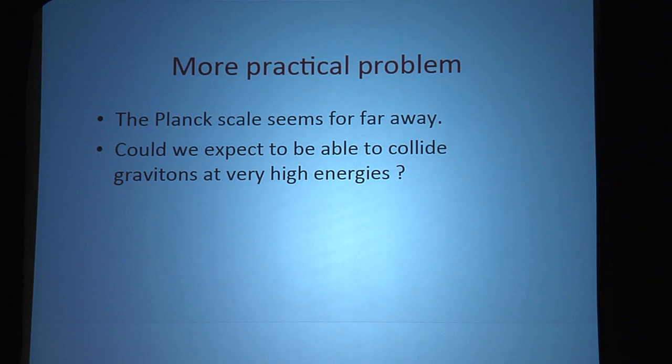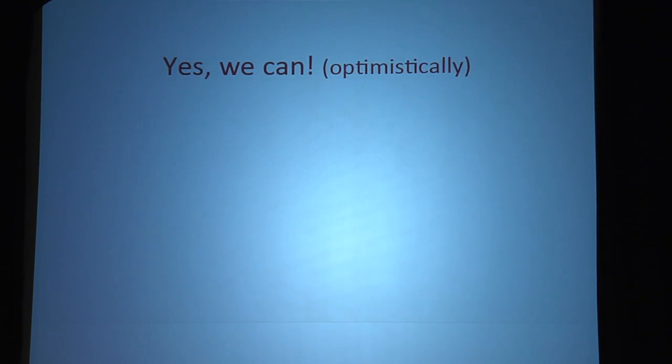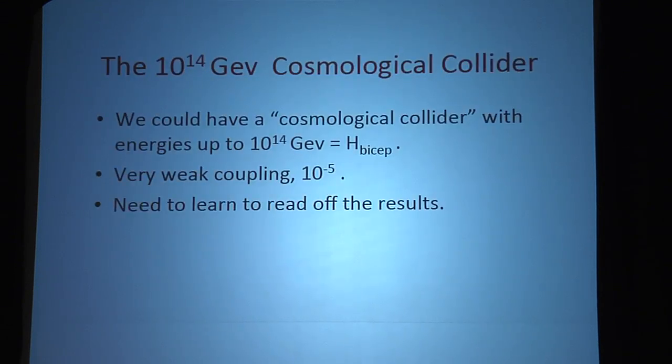Now, I'd like to turn to a more practical problem. The Planck scale seems to be very far away, so how can we expect to be able to collide gravitons at very high energies? Some people have even suggested that it is actually impossible to do in our universe. But I think that we can. We really have this 10 to the 14 GeV cosmological collider, with some optimism, assuming the BICEP results hold up. Maybe they don't, probably, and maybe it's a little lower than 10 to the 14, but we can be optimistic. We have a very weakly coupled theory, and we need to learn to read off the results. We really need to learn how these collisions that occurred in the early universe translate into observables today.